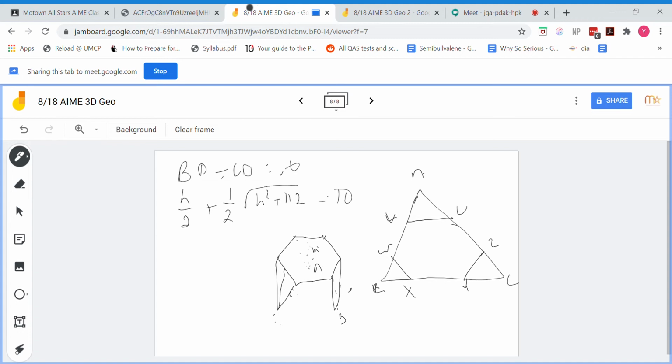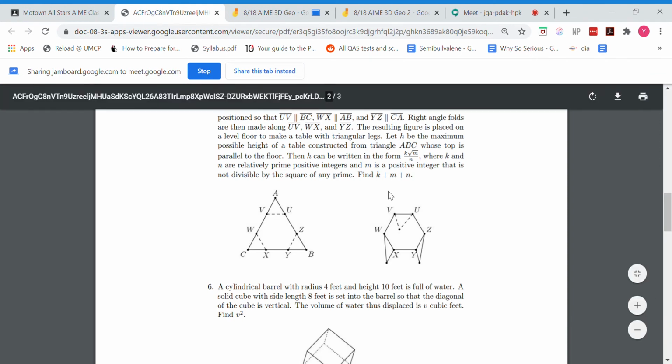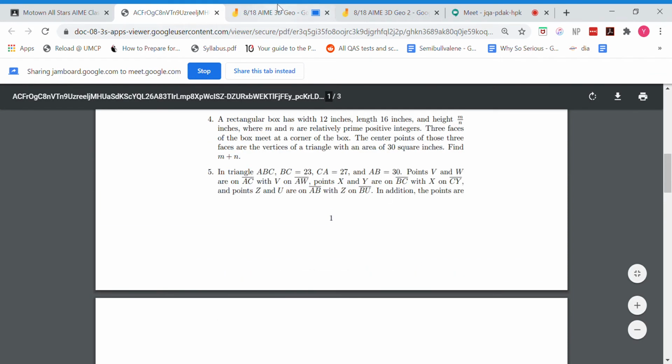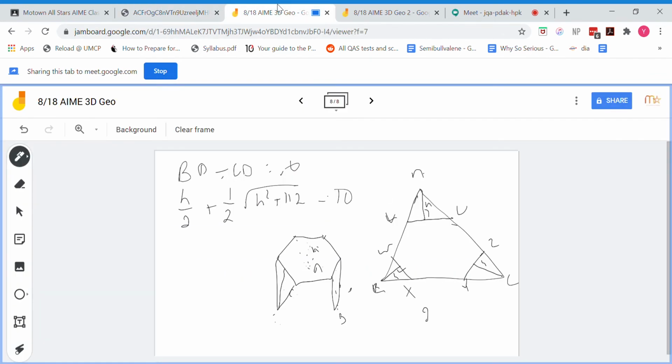So we know that this is H, this is H, and this is H. And so we know that the sides of the triangle are something like 23, 27, and 30. So this is 23, 27, and 30. Okay.